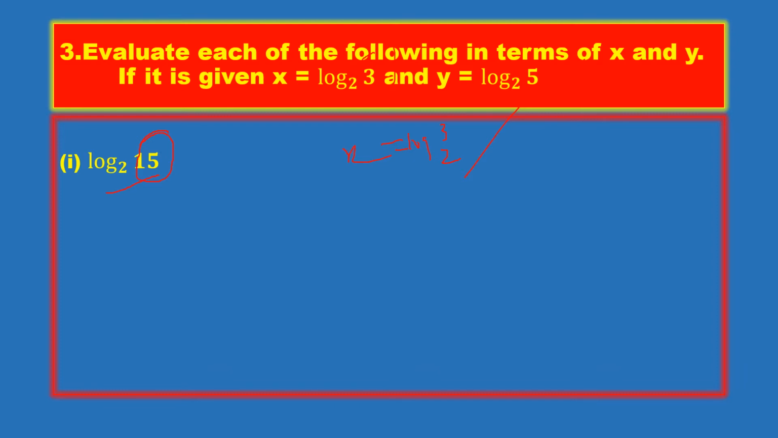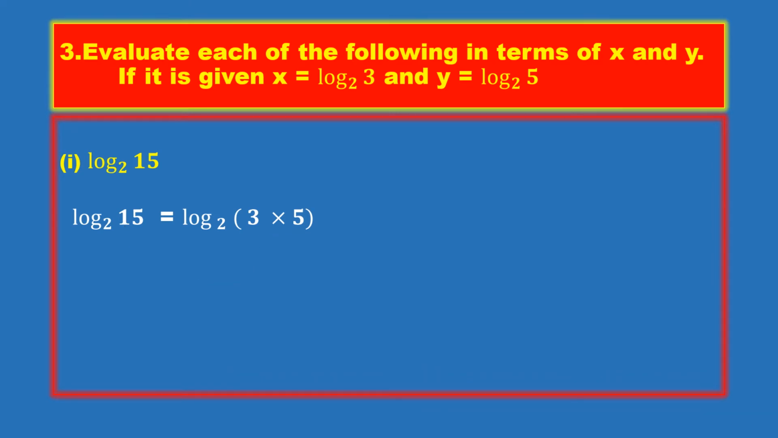So 3 and 5 means 15 equals 3 into 5, right? So write 15 in terms of 3 and 5 and then use the correct property. Then you can easily denote this log 15 base 2 in terms of x and y. Let us see how we can represent. So log 15 base 2 can be written with 15 as 3 into 5, right?